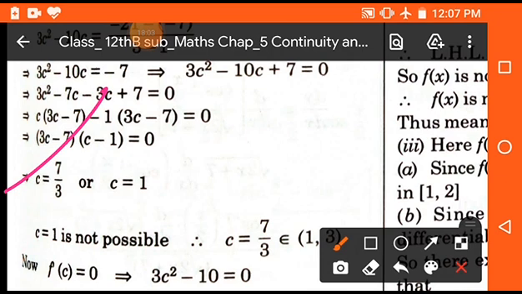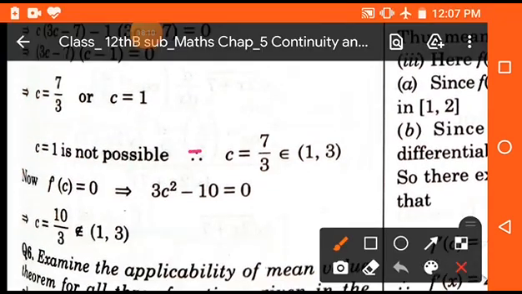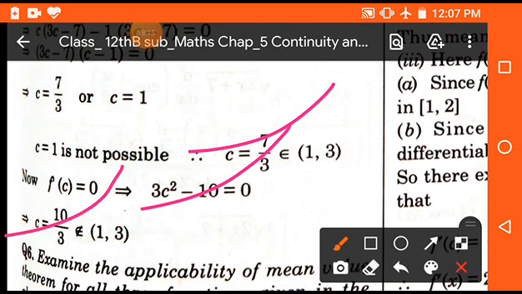So we get two values of c, and all the two values are belonging to the given interval 1 comma 3. It means that, but c is equal to 10 upon 3 is not belonging to the given interval. That means we can see that for the first value of c it verifies the mean value theorem, but for the second value it does not verify the mean value theorem.